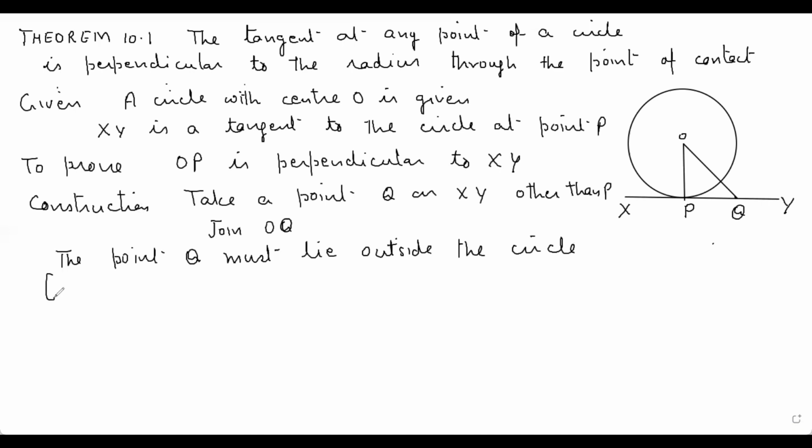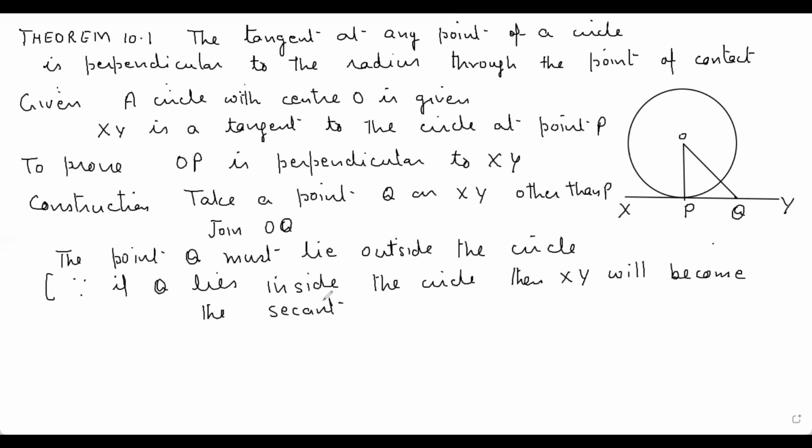Because if Q lies inside the circle, it means if Q lies here, then XY will be like this. Then XY will become a secant and not a tangent to the curve.